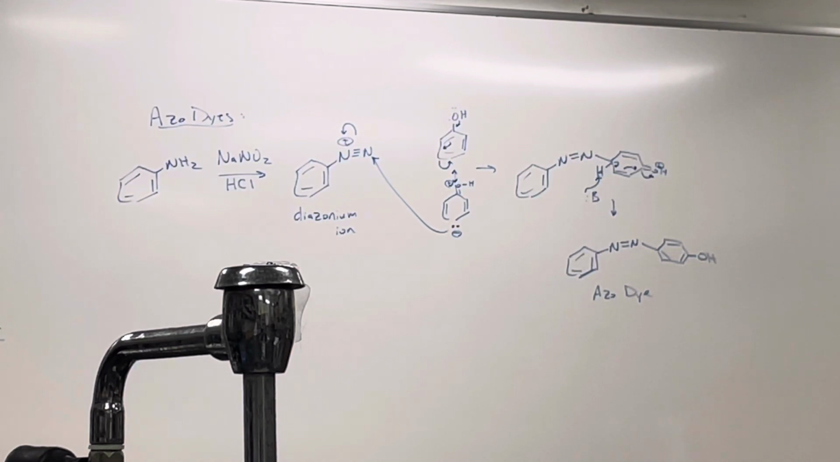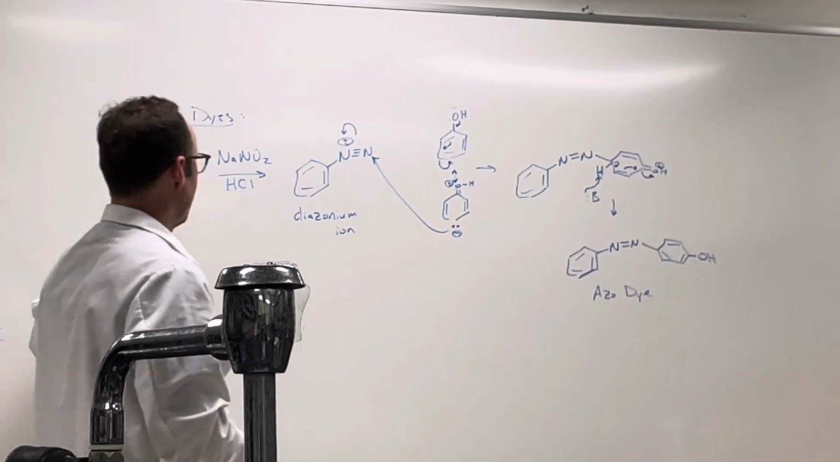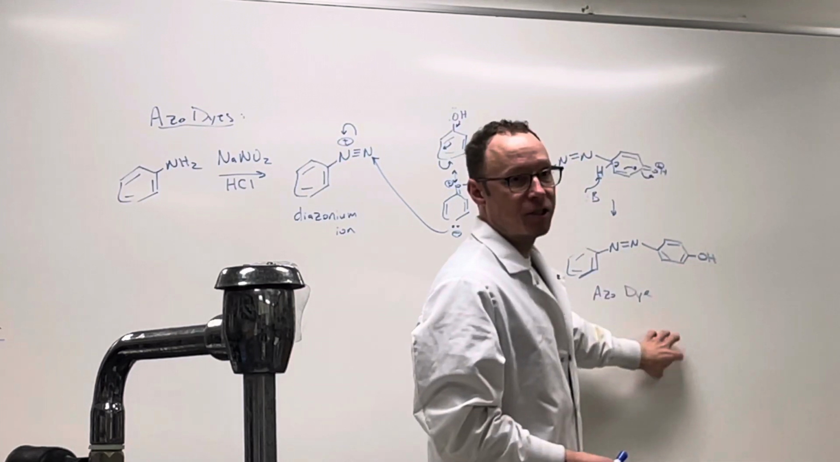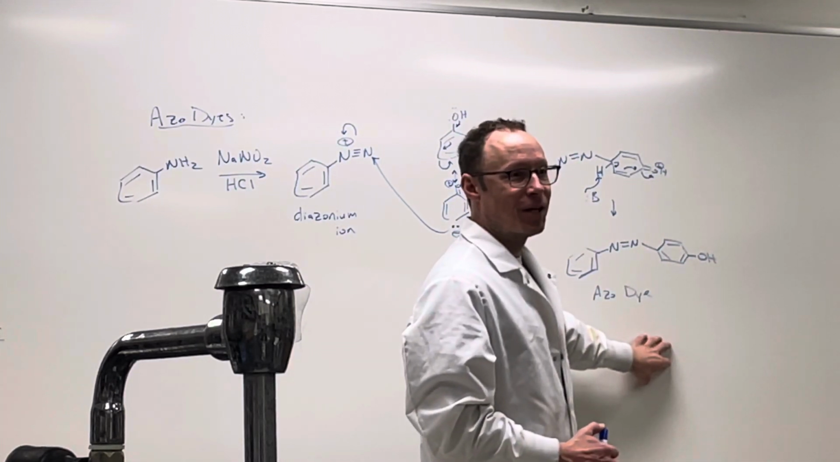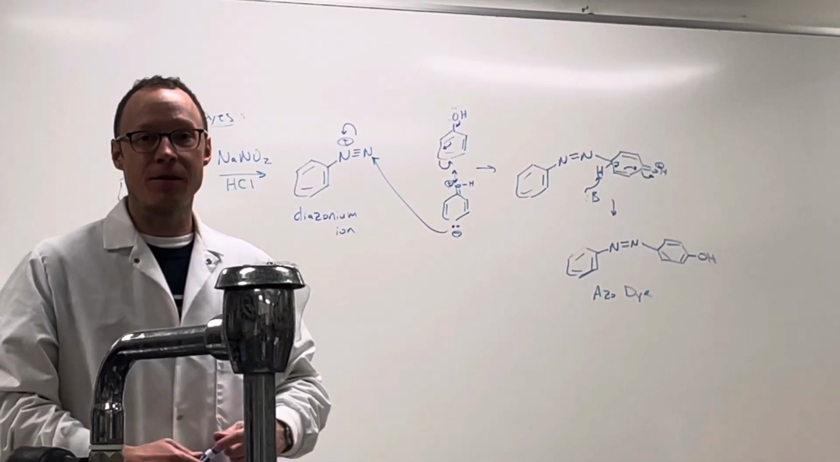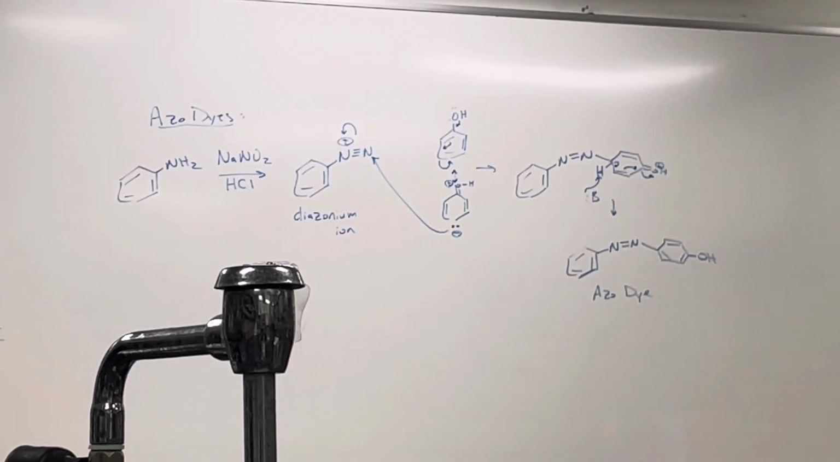Yeah, it's the length of conjugation. If you compare this and this to something like that, there's a whole lot more conjugation here. And as we've talked about since the first lab of the semester, the longer the conjugated system, the longer the wavelength of absorption. And so through the combination of those benzene rings through that azo linkage, we've more than doubled the conjugation of the system and caused a dramatic bathochromic shift as a result. Okay. Any questions about that so far?